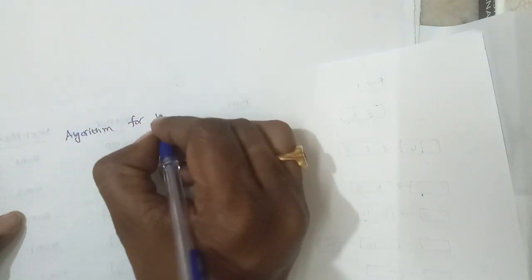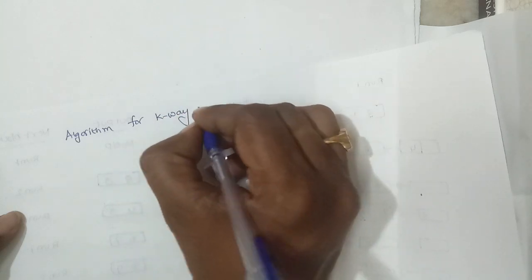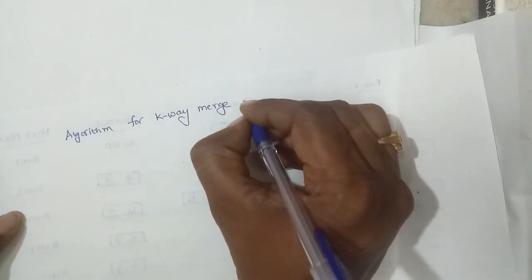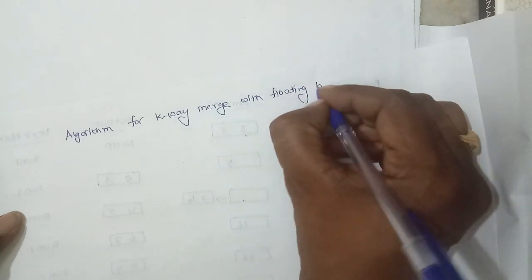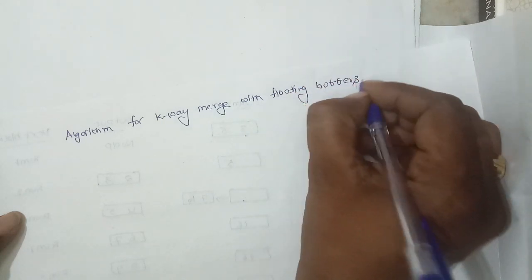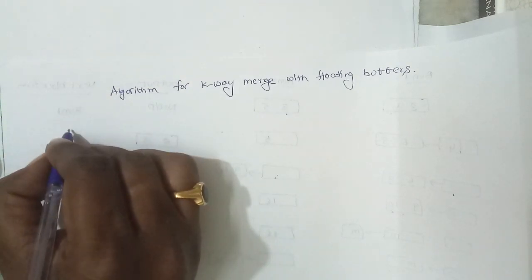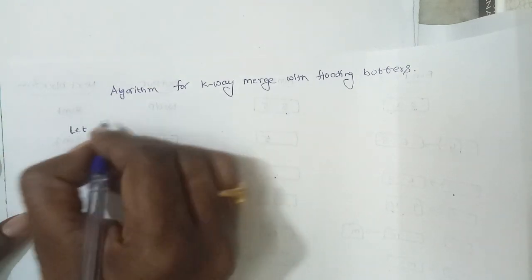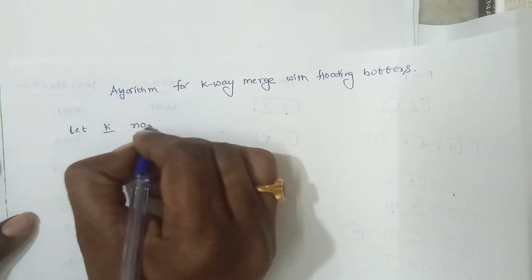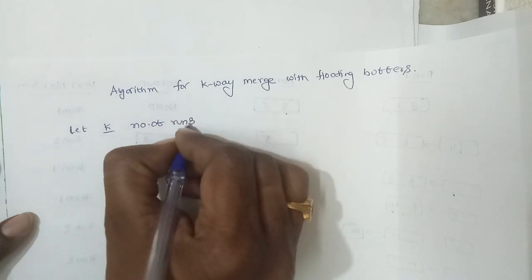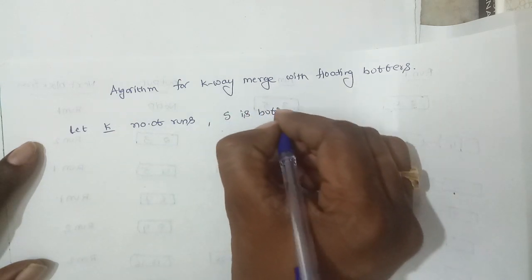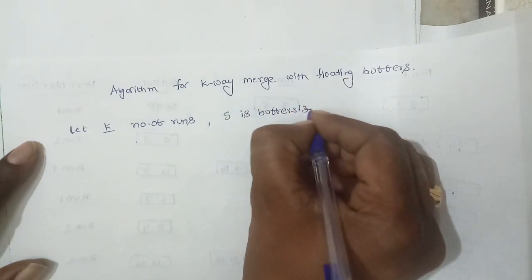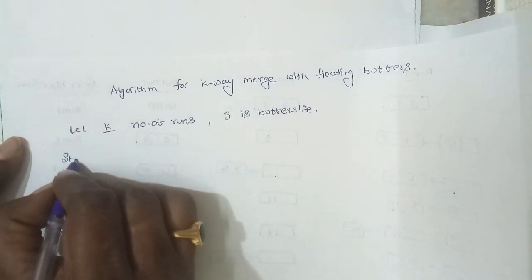Algorithm. The algorithm is also very simple: K-way merge with floating buffers. So what is the algorithm? First, assume let k be the number of runs, and s is the size of the buffer. These are all our assumptions.